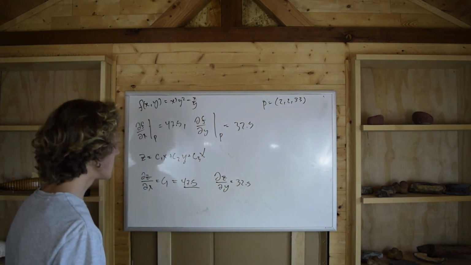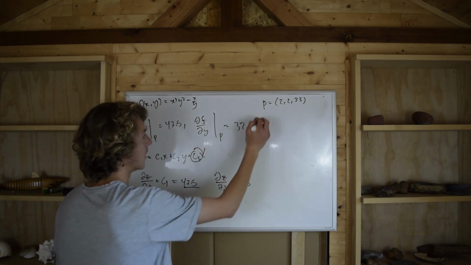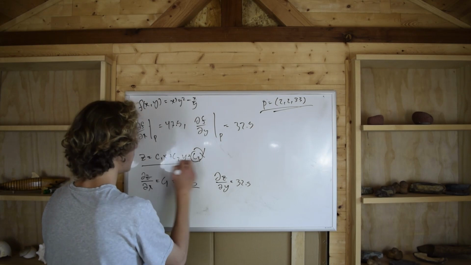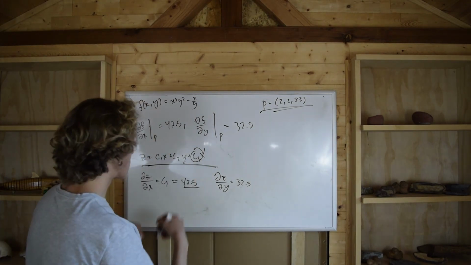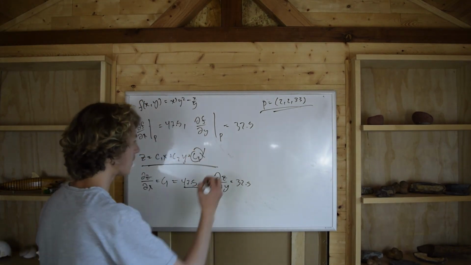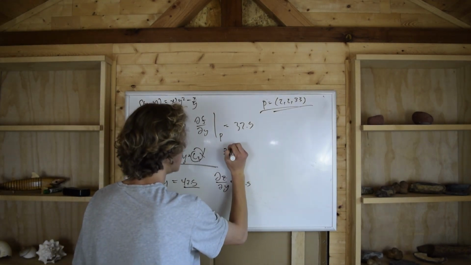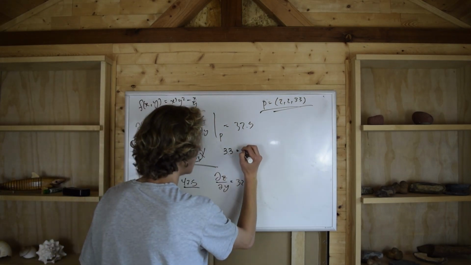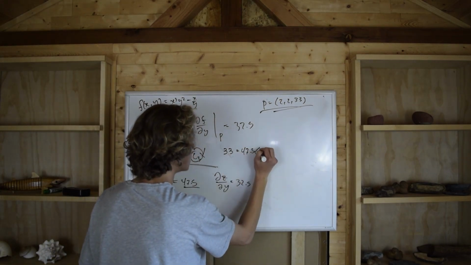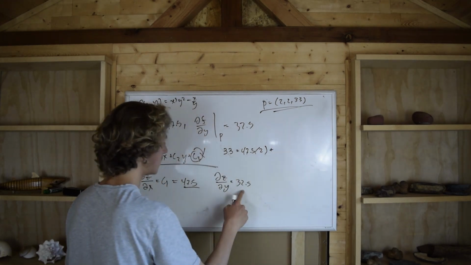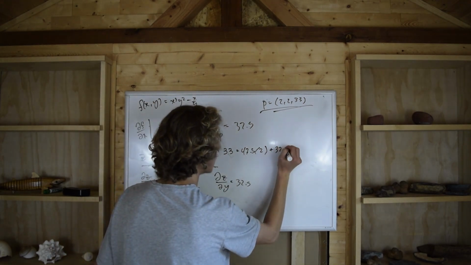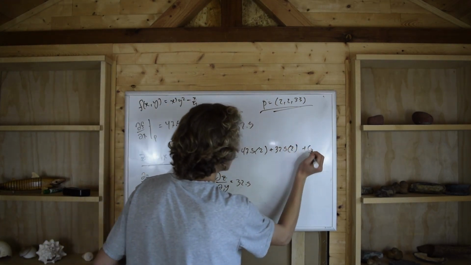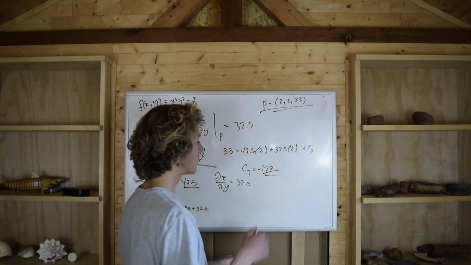Okay. So for constant 3, all we have to do is plug in our point (2, 2, 33) and solve for constant 3. So in this case, 33 is z, so 33 is equal to constant 1 times x. Well, constant 1 we've established is 47.5 times 2, plus constant 2, which is 32.5 times 2, and now just constant 3. Okay, so our constant 3 value is 127.